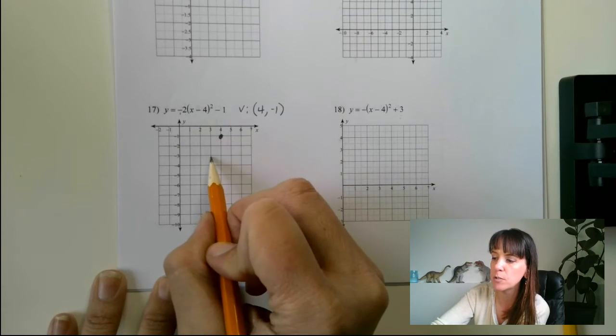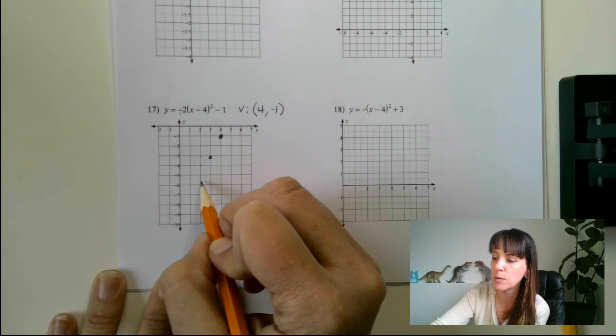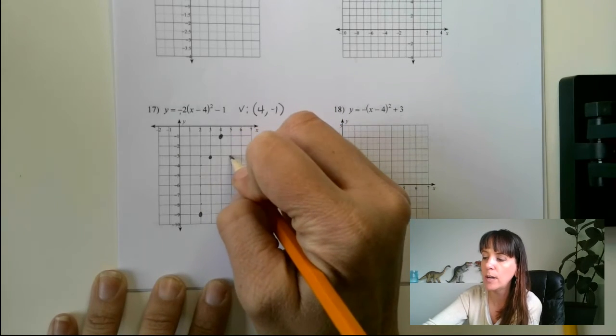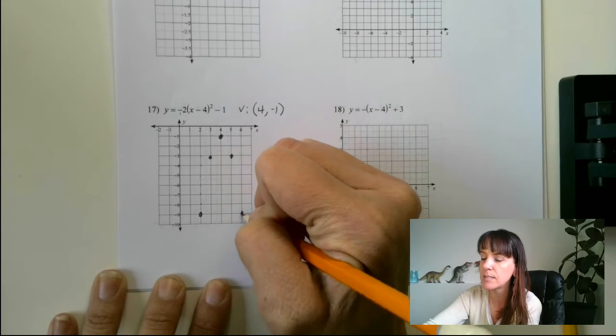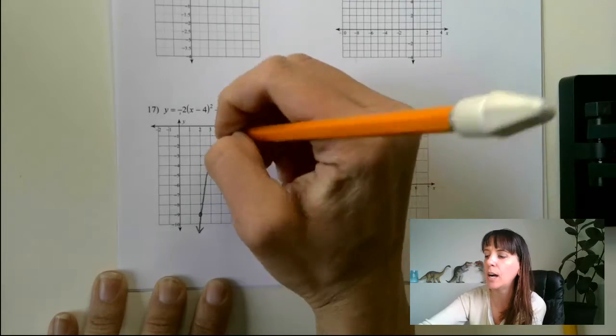So we go over 1, down 2, over 1, down 6. 1, 2, 3, 4, 5, 6. Over 1, down 2, over 1, down 6. Bam. So much faster if you can identify those patterns than doing an XY chart.